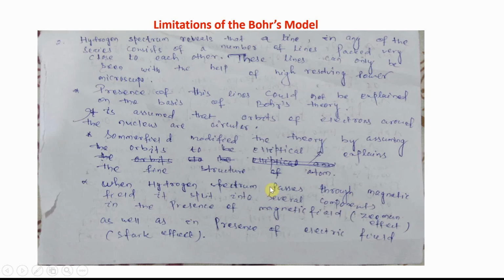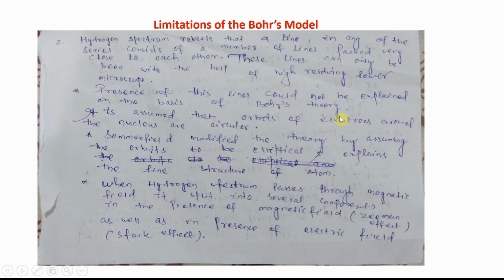So this is one of the limitations, and the presence of the lines could not be explained on the basis of the Bohr theory. It is assumed that the orbits of the electron around the nucleus are circular. Bohr assumed that the electrons are revolving around the nucleus in fixed circular orbits, but actually these orbits are not circular. Later on, Sommerfeld, one of the scientists, modified the theory by assuming the orbit to be elliptical and explained the fine structure of the atom.